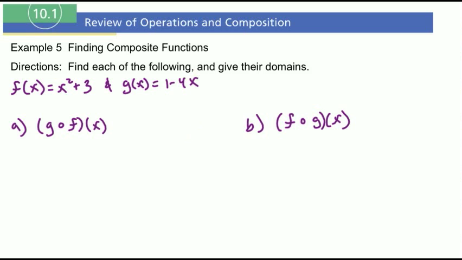All right, so on this one now, we're going to be finding each of these composite functions, but we're also going to find their domain. And we'll talk about how we find that. So let's start with this one right here.